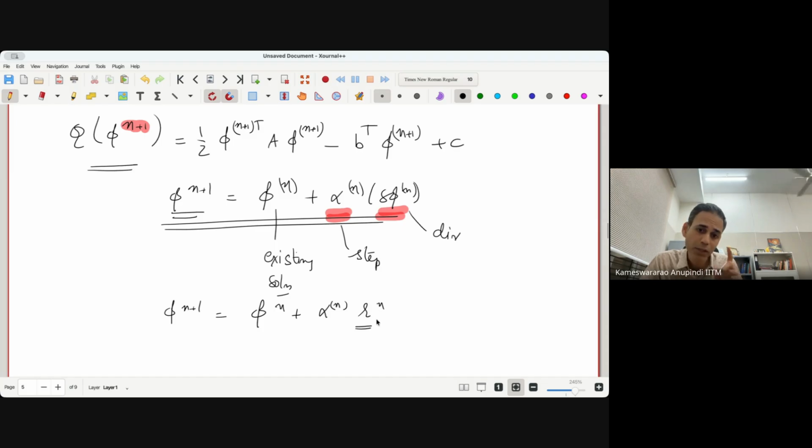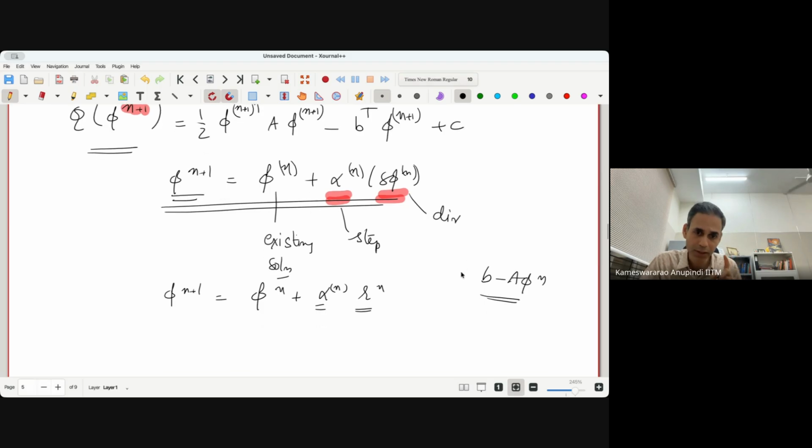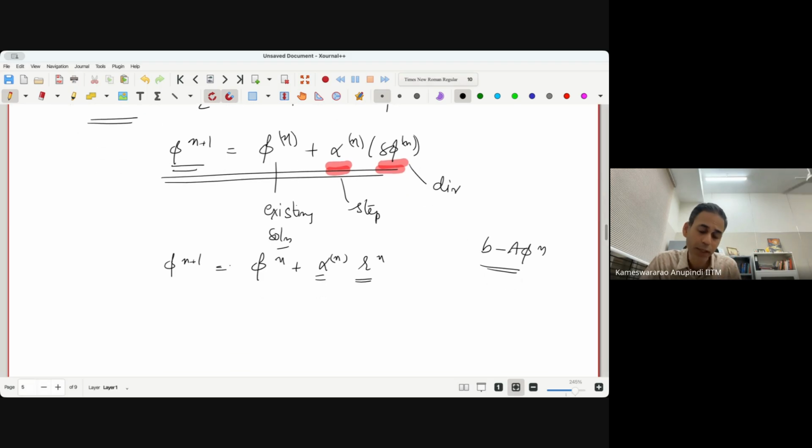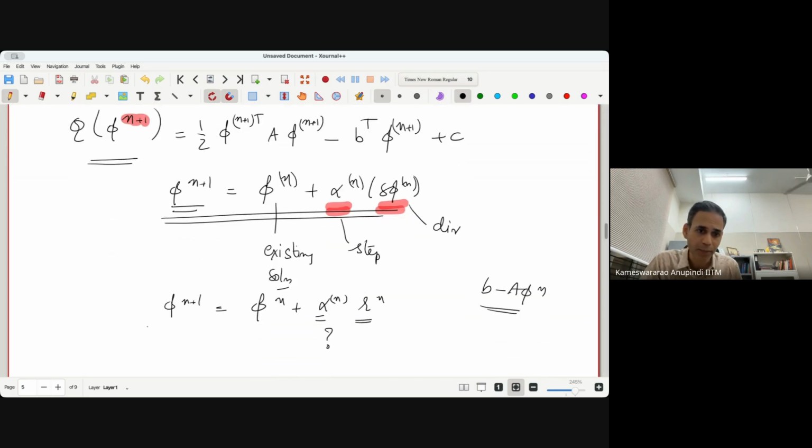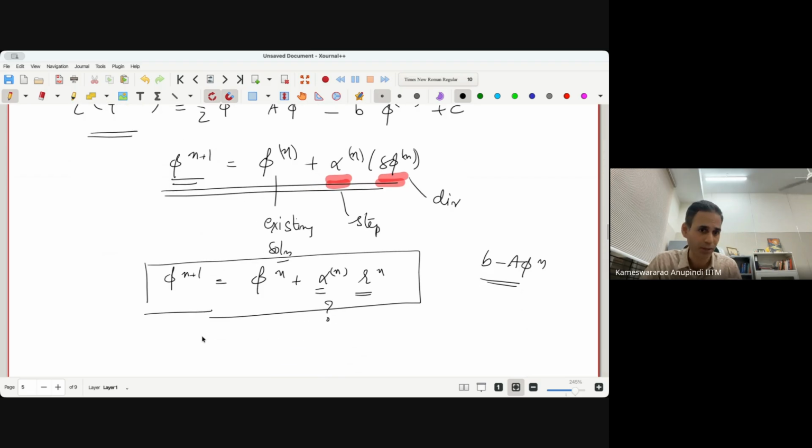We know that the local residual direction is nothing but b minus A phi n. That is the direction in which we should go by this much amount alpha n. Okay, then that is what we should do. But then, of course, I still don't know how much step I should take. I can somehow calculate what Rn is. So this is the iterative formula that we want to use in the steepest descent method.